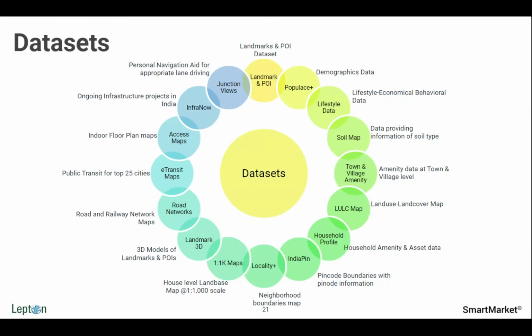These are some of the other data sets which are available: landmark and POI data, junction views, infra now. This can be taken up offline as and when required on demand basis.